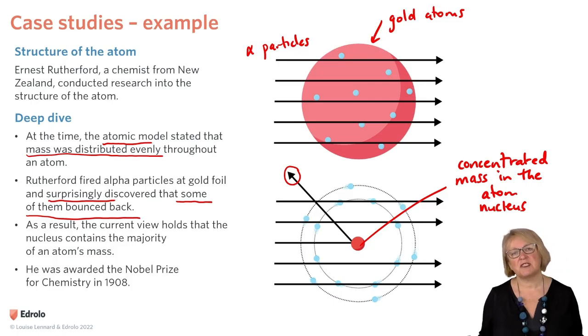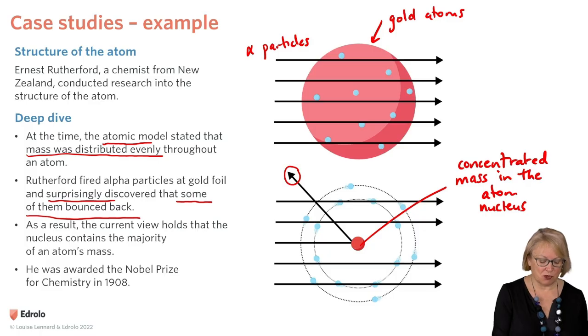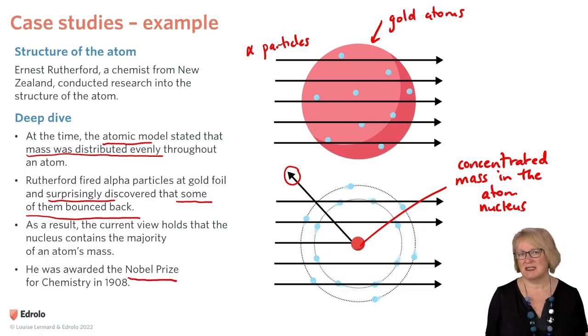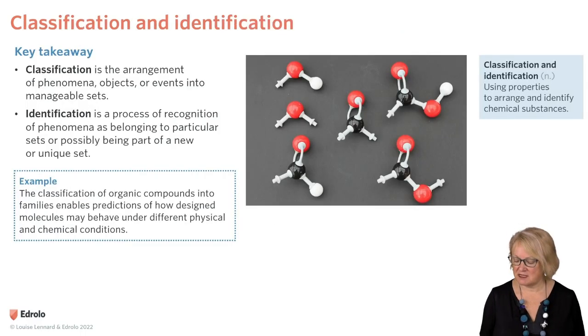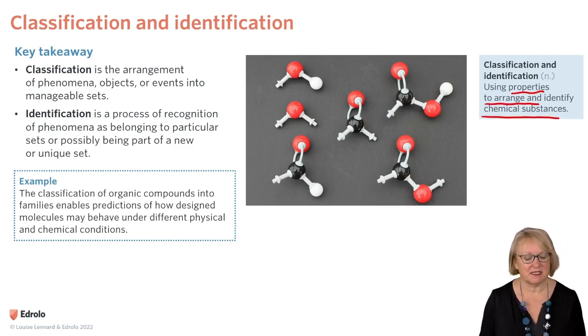So without Rutherford doing these experiments, we wouldn't know partly what we know now. As a result, the current view holds that the nucleus contains the majority of an atom's mass, and for this work he was awarded a Nobel Prize, which is one of the highest ranking prizes you can have in chemistry. Okay, the next type of methodology is classification and identification, and that's using properties to arrange and identify chemical substances.